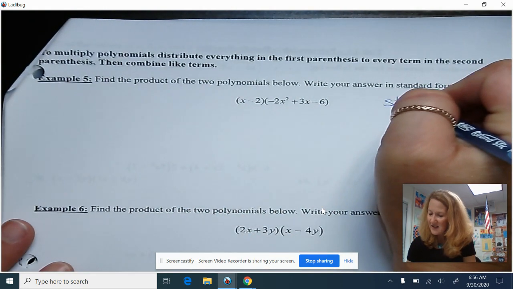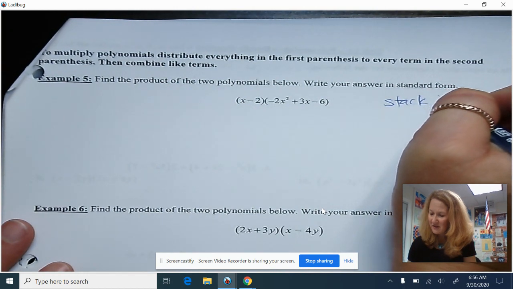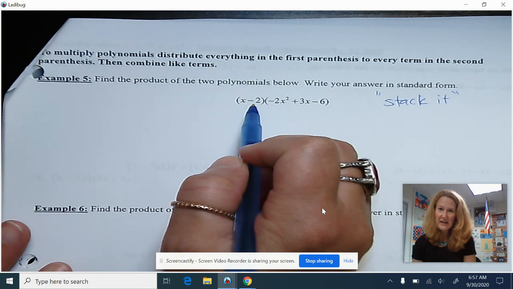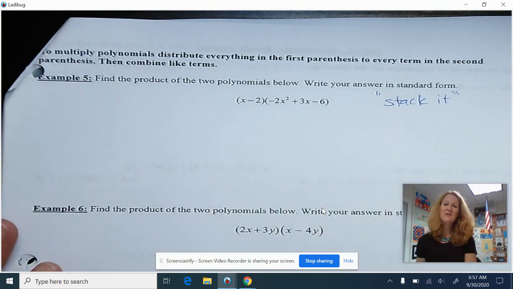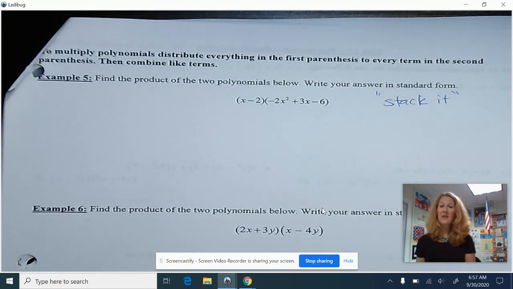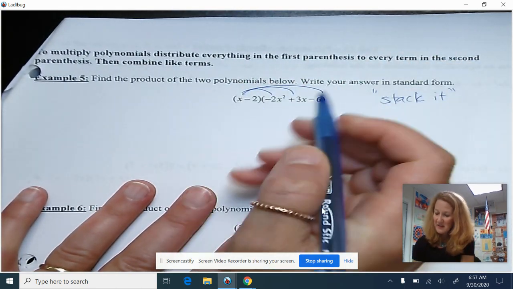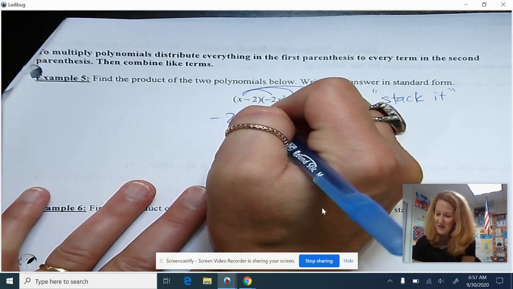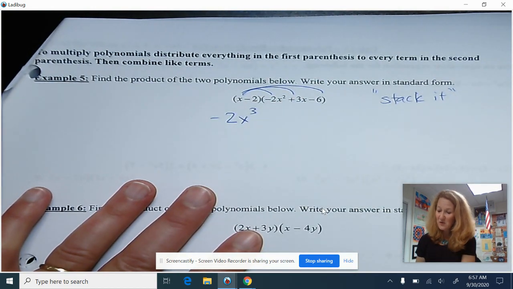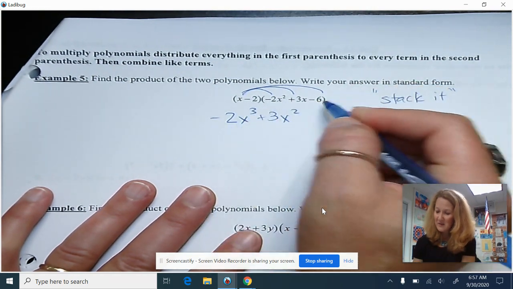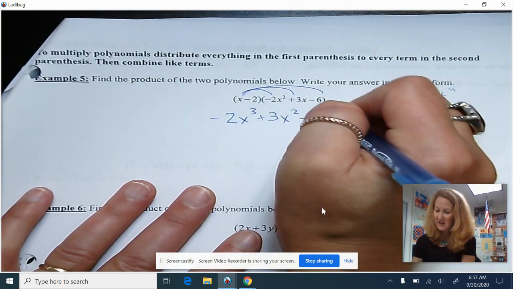When it's in standard form where you have an x plus or minus a constant and then a trinomial of degree 2 with the same variable, it might be helpful to stack it. So I'm going to distribute the x. I'm going to do x times negative 2x squared, so that's going to be negative 2x cubed. X times 3x is 3x squared, and then x times negative 6 is negative 6x.